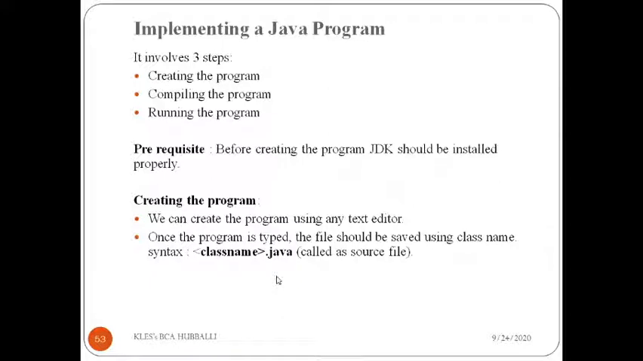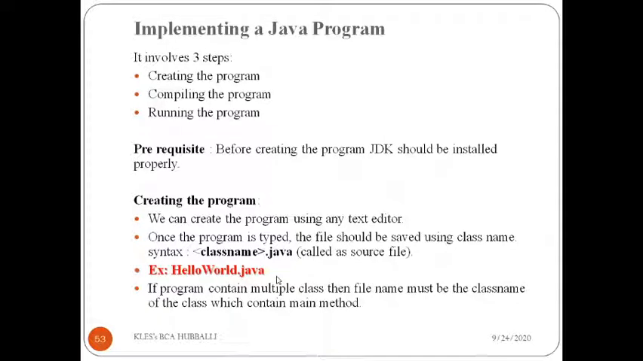Once the program is typed, the file should be saved using the class name. So to save the file, the syntax is you provide the class name and then dot and then java extension. This we call a source file. Example, suppose you have a class name as hello world, then the file name should be hello world.java. If your program contains multiple classes, then the file name must be the name of the class that contains the main method.